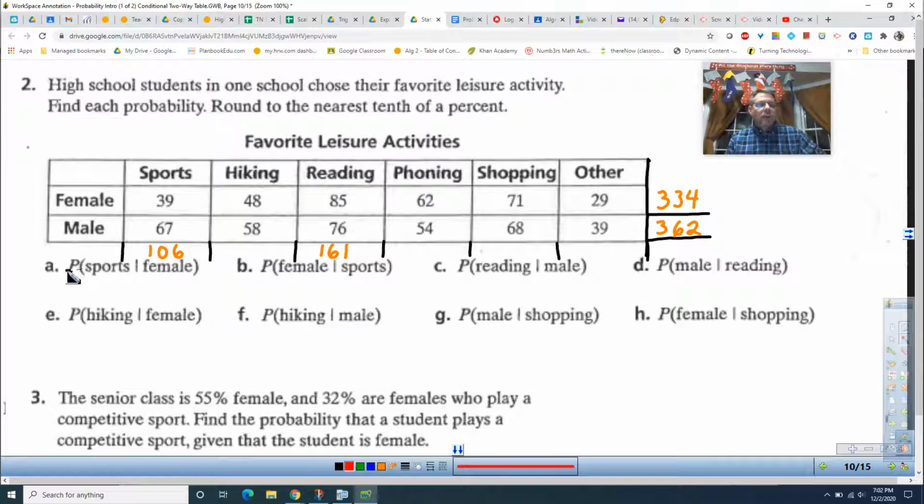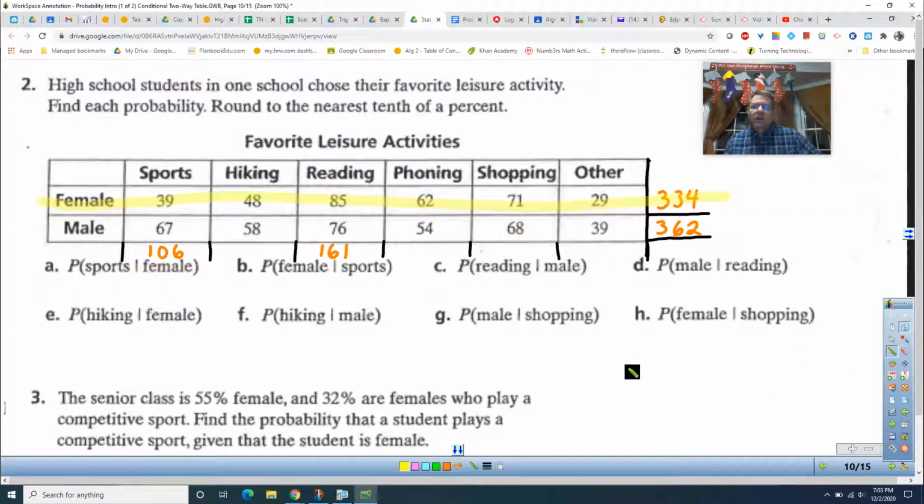It says probability of sports given that they are female. So as soon as it says that, in my mind, given that it's female, I'm saying these are the only numbers that count anymore. As soon as I see this little thing right here, that's going to affect everything else. Everything on that next row doesn't matter anymore for this problem. So what's the chance that they're going to be sports given that it's female? That's going to be 39 over 334.